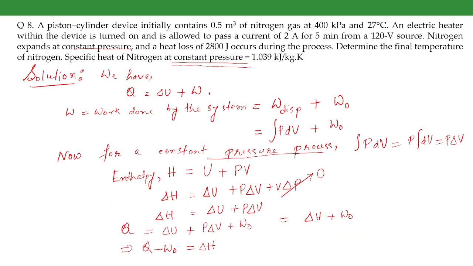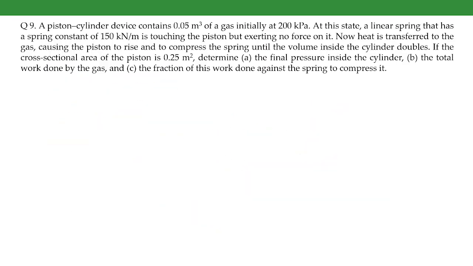Now what the problem states: an electric heater within the device is turned on and is allowed to pass a current of 2 ampere for 5 minutes from a 120 volt source. So there is an electric heater here, and this electric heater is 120 volt and it allows a current of 2 ampere to flow through it for a time of 5 minutes. It will result in an increase in the temperature of nitrogen.